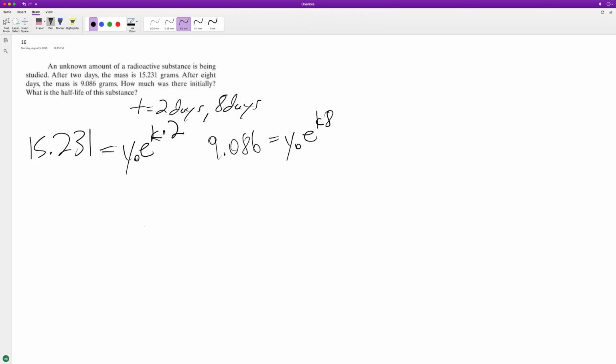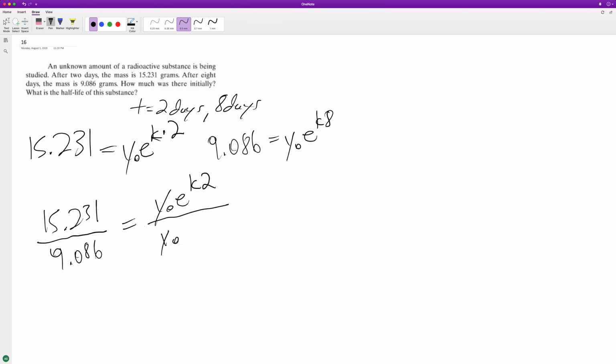Okay, and then what's going to happen here is we're going to divide one equation from the other, two equations, two unknowns, so we end up with 15.231 over 9.086 is equal to y sub naught e raised to the 2k, or k2, however you want to do it. And actually, you could do this in reverse. You could have 9 divided by 15. The only difference is it would turn out a little bit different, but you'd still get the same answer. Over y sub naught e raised to the k8. And what this becomes is the y's cancel out.